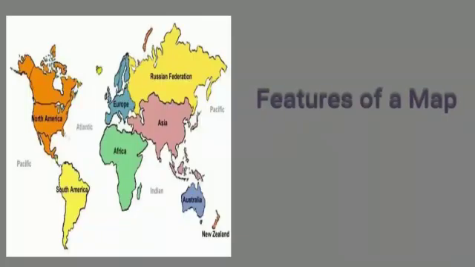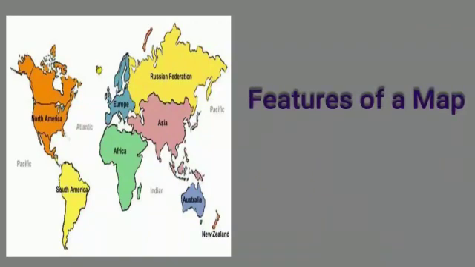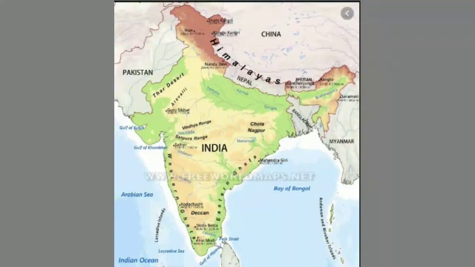Okay, now we will move to the next topic, that is features of a map. Now a map has different features. They are direction, scale, colors, signs and symbols. Now directions. There are four main or cardinal directions. Cardinal means basic or fundamental. They are east, west, north and south.